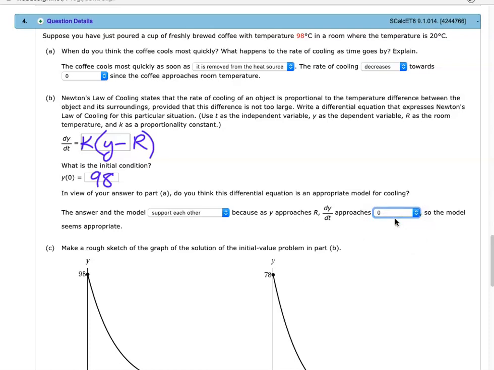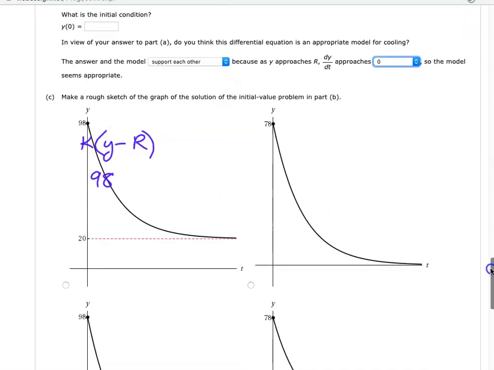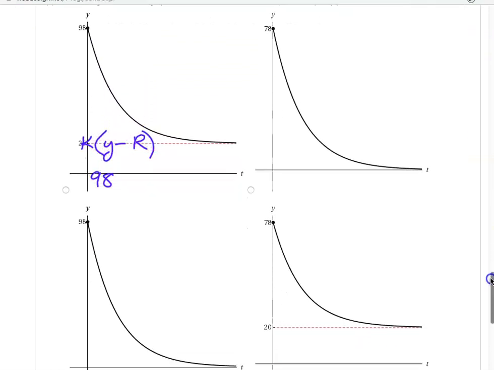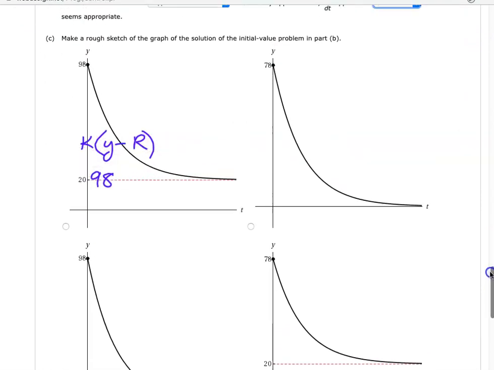Now what we want is a rough sketch of the initial value problem. So we're sketching the solution, not the rate of change, but the actual solution. What's y of 0? 98, or whatever your initial value is. So at time 0, you look for a graph that starts at your y of 0, and then it should flatten out towards room temperature. Yeah, mine is 20. So mine was this one.